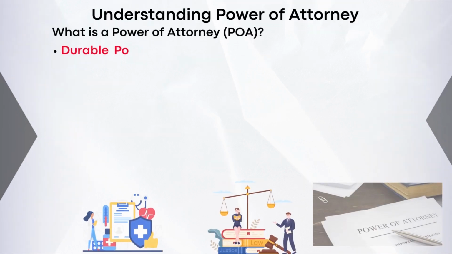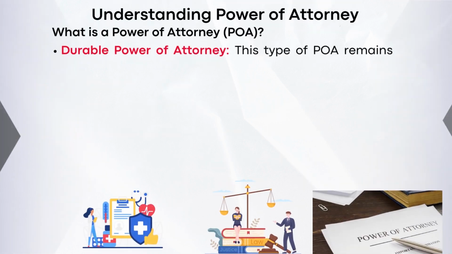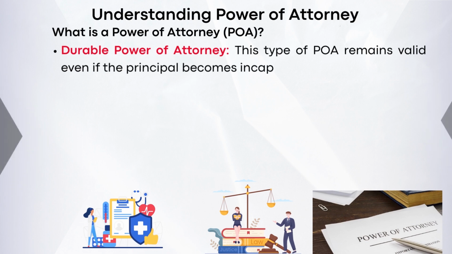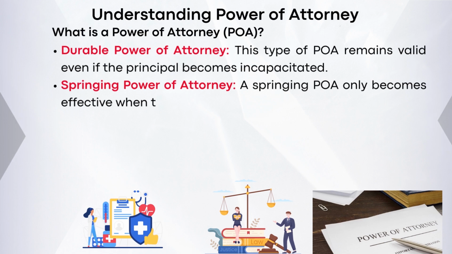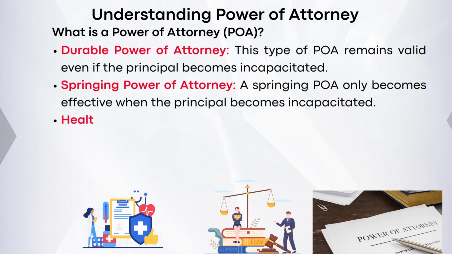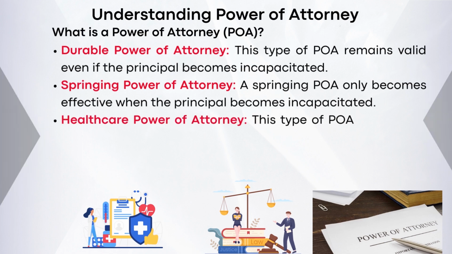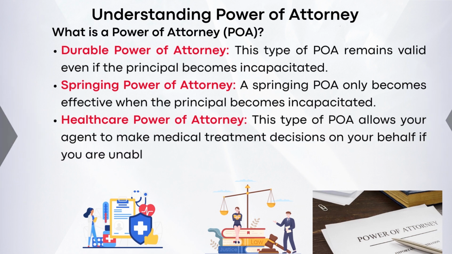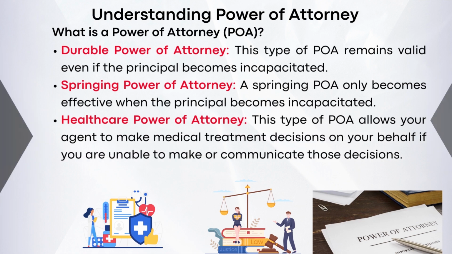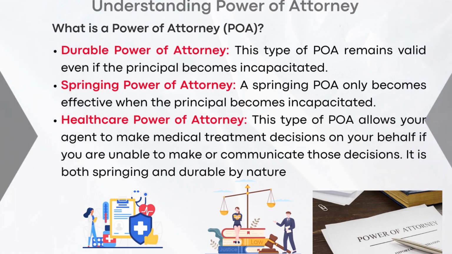Durable power of attorney. This type of power of attorney remains valid even if the principal becomes incapacitated. Springing power of attorney. A springing power of attorney only becomes effective when the principal becomes incapacitated. Healthcare power of attorney. This type of power of attorney allows your agent to make medical treatment decisions on your behalf if you're unable to make or communicate those decisions. It is both springing and durable by nature.